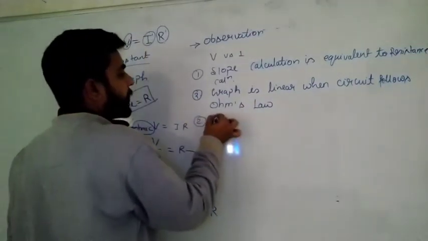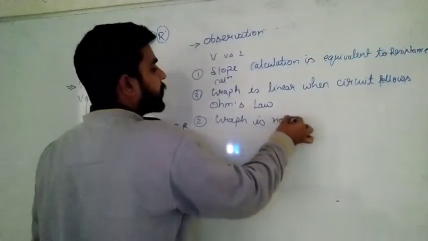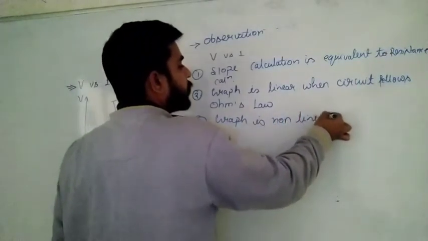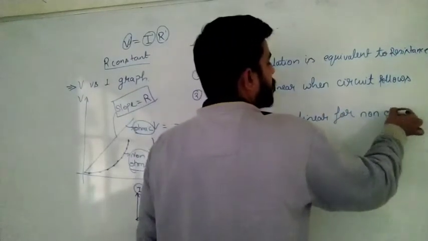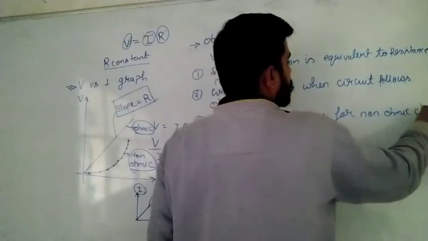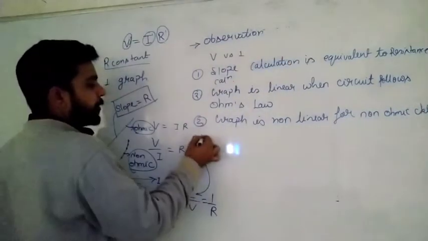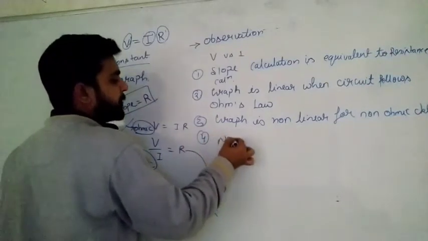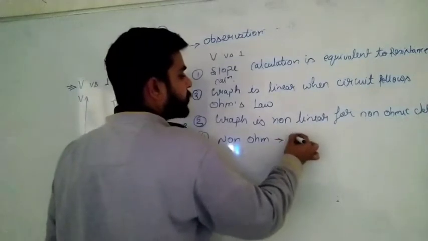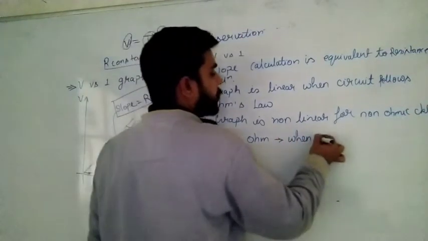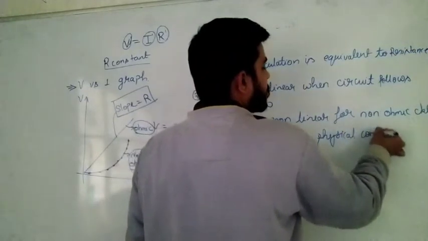Third, the graph is non-linear for a non-ohmic circuit. What do you mean by non-ohmic? This is the fourth point. Non-ohmic means when physical conditions are not constant, when physical conditions are variable.